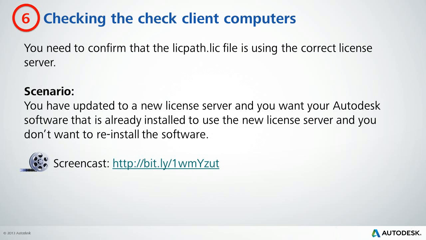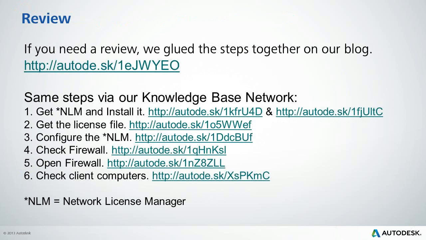Finally, as a review, I have all the steps glued together on our blog. The AKN articles are separated, so I put them all together to make it easier. I referenced the 6 main steps. You've got to get your NLM. You've got to get your license file. You've got to configure the NLM. You've got to check your firewall. You have to open the firewall, and then you check the client computers.